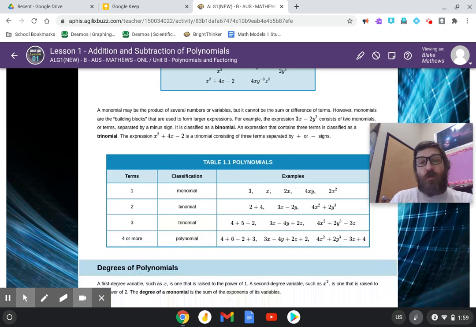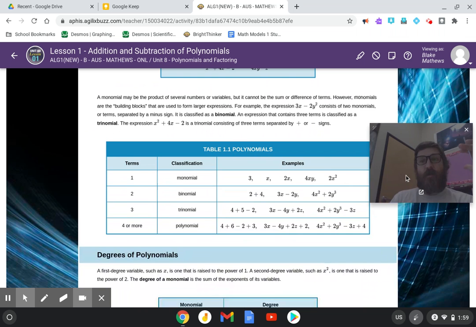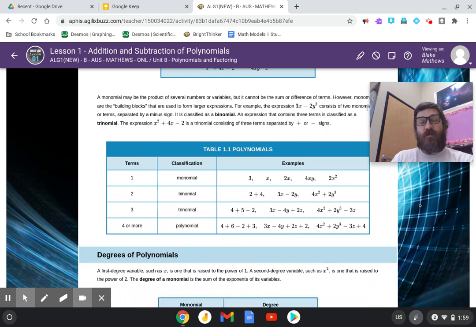Now, when we begin to add together monomials, when we begin to add together these terms or subtract, we start to build binomials, bi meaning 2, trinomials meaning 3, and then anything above that is called a polynomial. So take a look at this table here and just notice we have monomials. These are, again, just individual terms. Binomials: 2 plus 4, 3x minus 2y, x plus 3, 4x minus 7. These are binomials because they're made up of two terms that are being added or subtracted together.